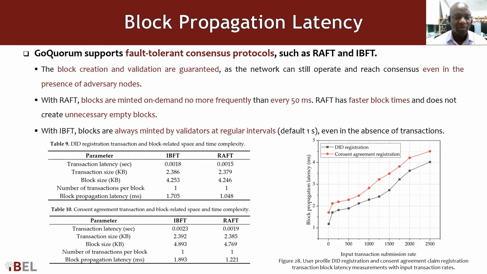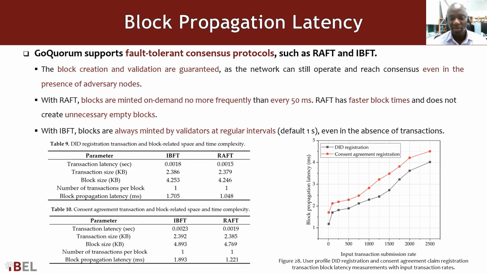Table 9 provides the DID registration, transaction, and block-related space and time complexity measurements. And in Table 10, we provide the consent agreement, transaction, and block-related space and time complexity. In Figure 28, we analyze the impact of input transaction submission rate on the block propagation time for two main transactions, DID registration and consent agreement registration.